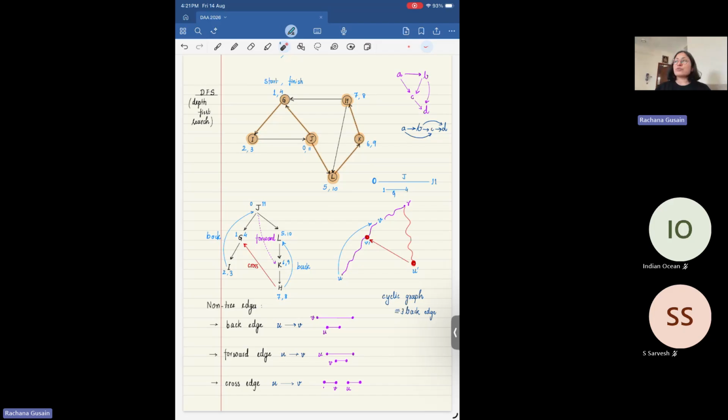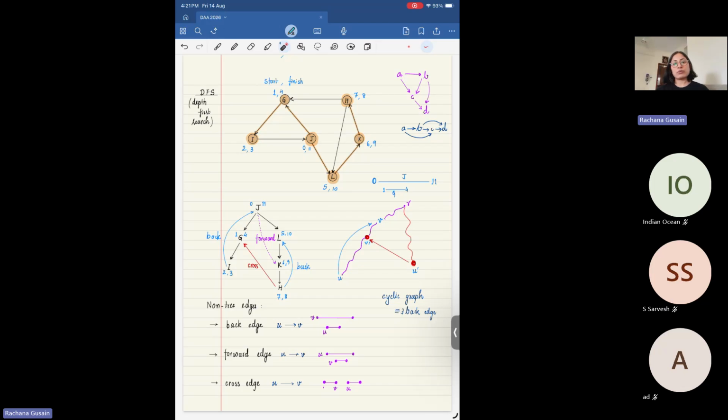So what I'm going to do is, whenever I start exploring a node, to that node I'm going to assign a start number. And once I'm done finishing with that node, I'm going to assign something called a finish number, right? So that is all we have to do. And the procedure is as follows.